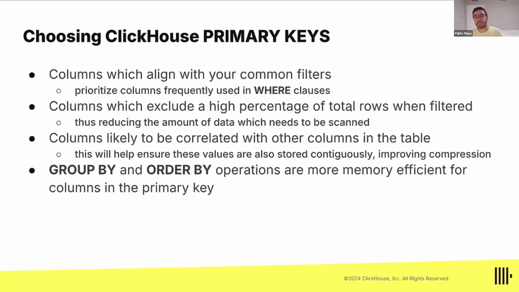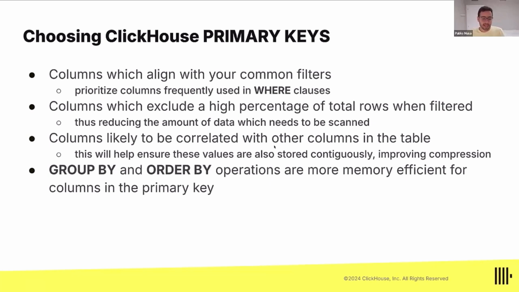Columns which exclude a high percentage of total rows when filtered. So where clauses are very effective. Columns likely to be correlated with other columns in the table. In this case, we don't have a good example here, but if you're talking about addresses, probably postcode is related with your zip code, right? I'm just trying to remember about columns that could be related. Yeah, nothing comes to mind now. Sorry, it will come in a bit for sure.